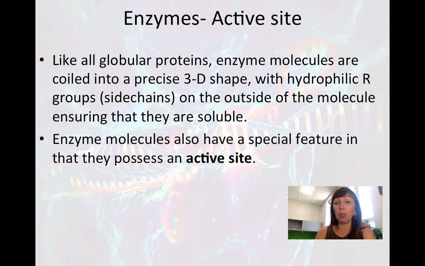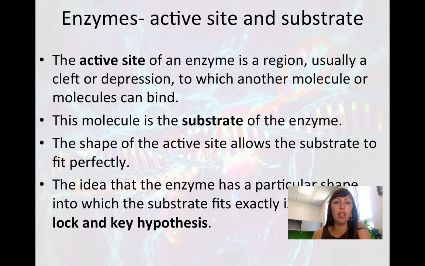And like all globular proteins, so remember, enzymes are globular proteins, enzyme molecules are coiled into a precise 3D shape with hydrophilic R groups on the outside of the molecule, ensuring that they are soluble. Enzyme molecules also have a very special feature in that they possess an active site. Active sites are regions, usually a cleft or a depression, in which another molecule can bind. This molecule is a substrate of the enzyme. And the shape of the active site allows the substrate to fit perfectly.